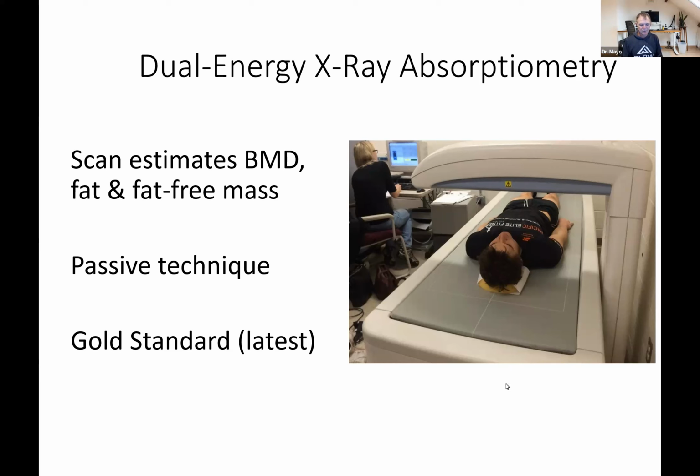And this is the latest gold standard. It's really expensive, but it's a passive technique, and it gives you everything. It would be more of the advanced models. But like I said, in most cases, we don't have access to this.